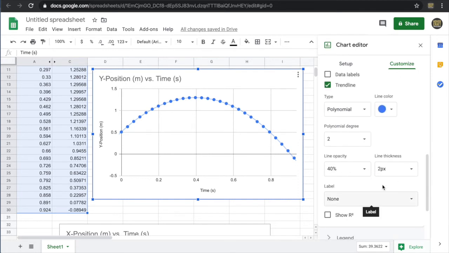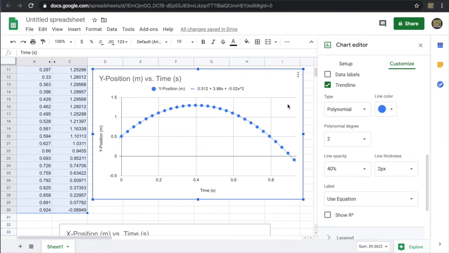And again, I don't want just to see that curve. I'd like to know the equation of the curve. So I go to Label, Use Equation. Now, one of the things I don't like about Google Sheets is the way that it shows second order polynomials. In math class, you probably look at these equations as y equals ax squared plus bx plus c, and it inverts the order. So this term here is really the ax squared term. Notice there's a coefficient. It happens to be negative.